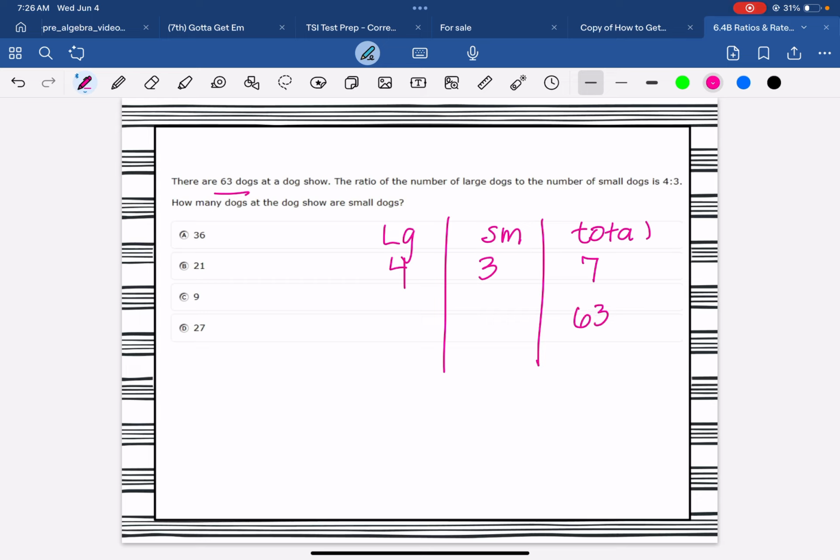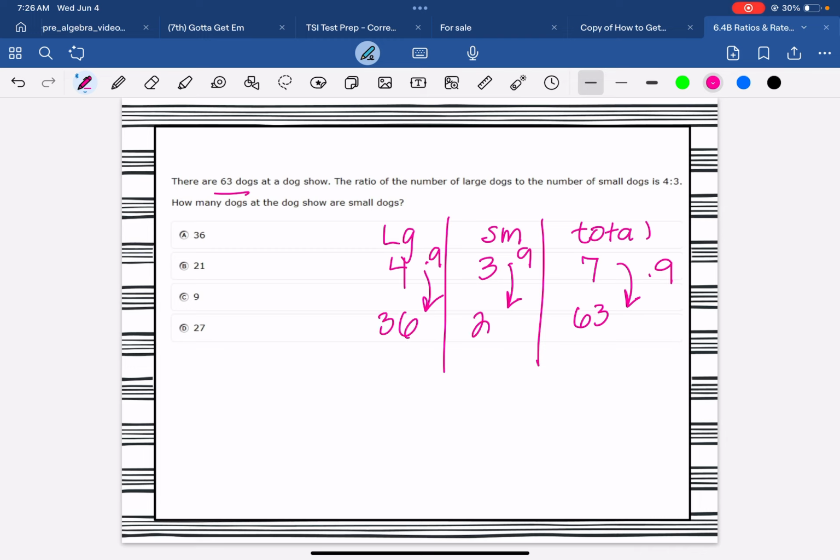And so now we're going to figure out our scale factor. Scale factor is your multiplicative relationship. In other words, are you scaling up or scaling down? In this case, we'll scale up. How does 7 become 63? Times 9. So our scale factor is 9, meaning we'll scale all of these by 9 to keep equivalent ratios.